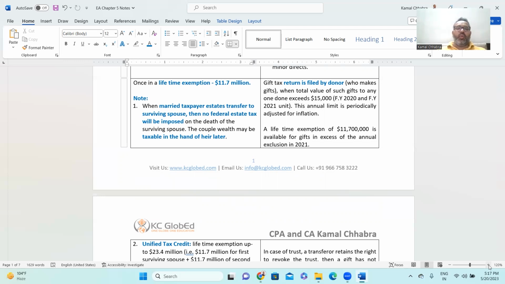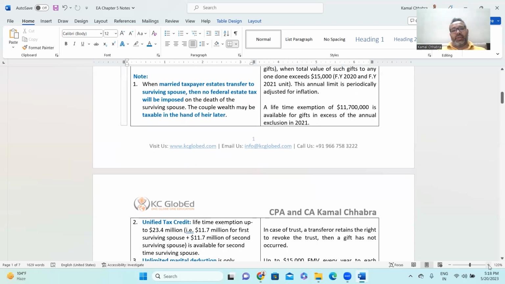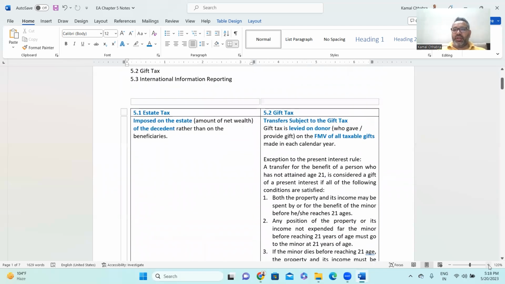So the amount of $11.7 million is the lifetime exemption. That means one person in his or her entire life can avail an exemption up to $11.7 million for estate tax when the married taxpayer transfers to the surviving spouse. Are you getting it, or shall I explain in more detail?